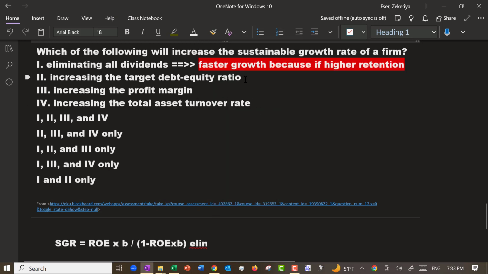Increasing the target debt-equity ratio. Well, if you increase debt-equity ratio, that increases equity multiplier, that increases ROE. The higher the ROE, the higher the growth rates.